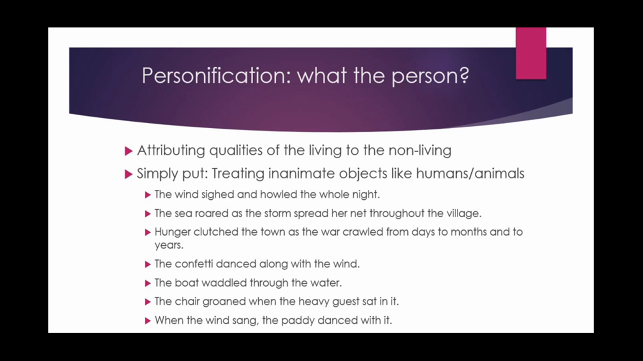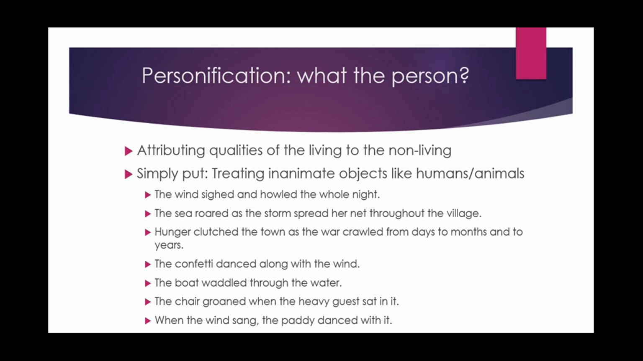The second example says the sea roared as the storm spread her net throughout the village. There are two examples of personification here. One is the sea has been compared to a lion or an animal that roars, and the storm has been compared to a fisherman who is spreading his net.